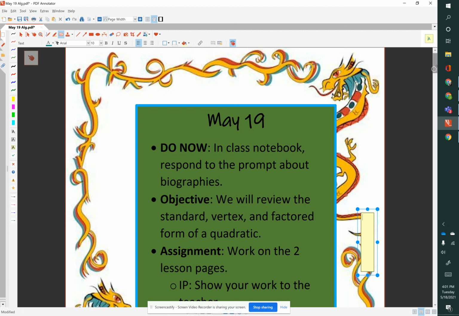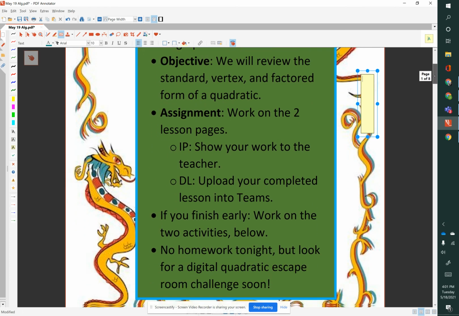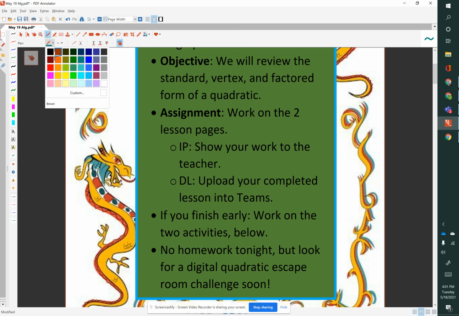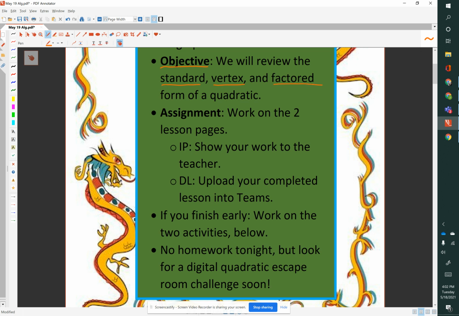Hello, students. I'm going to leave you to your Do Now and start with our objective, which is to review the standard form, vertex form, and factored form of a quadratic.